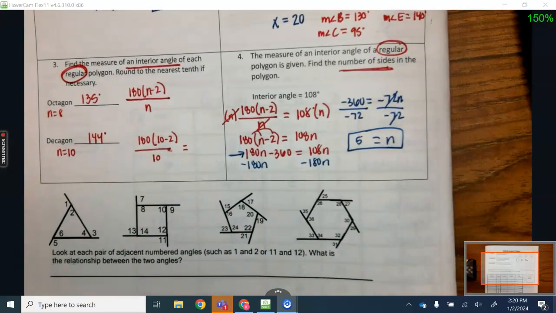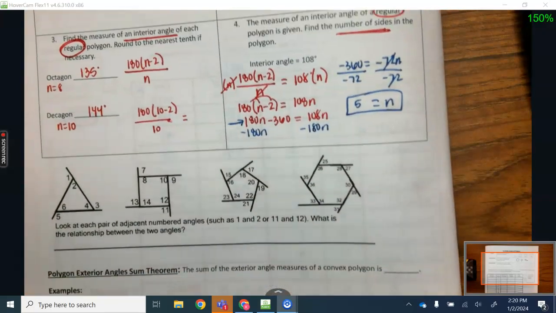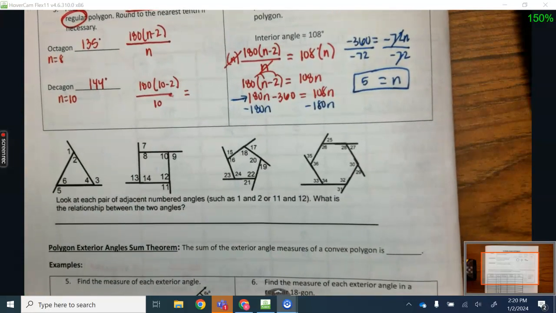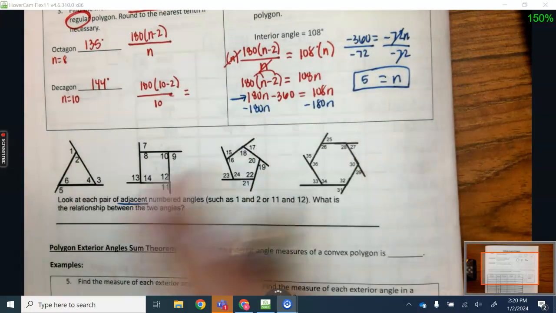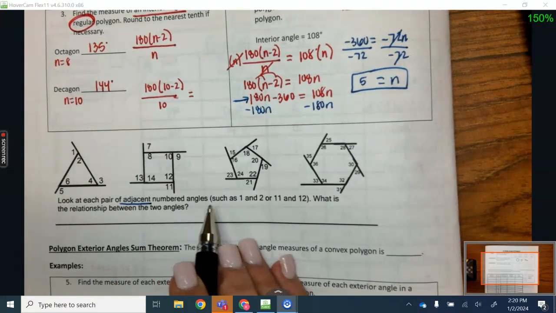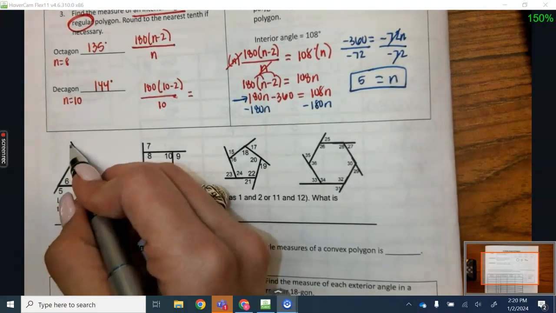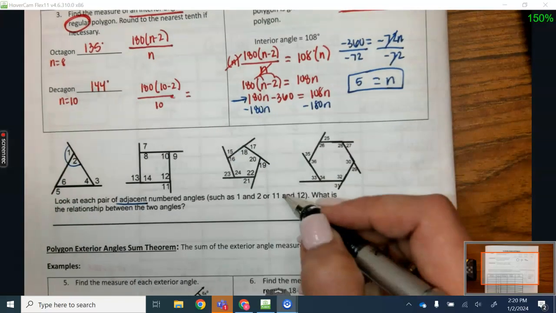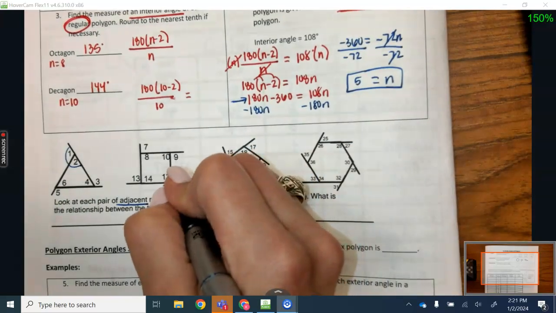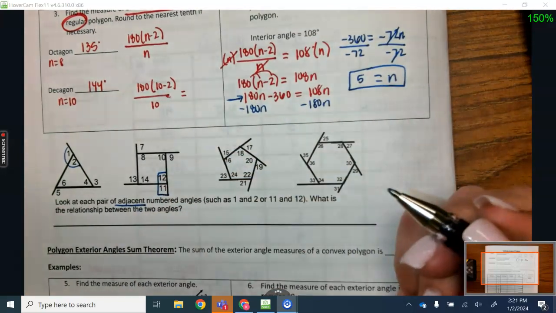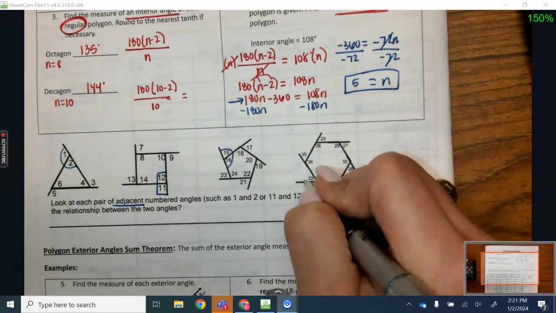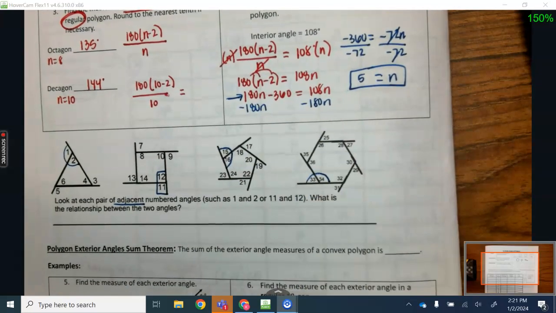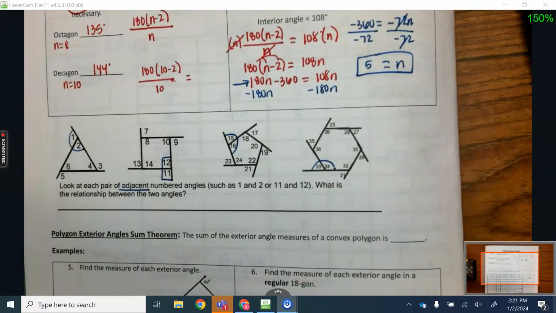Okay, so now let's look at these figures below. It says, look at each pair of adjacent, remember adjacent means next to each other, adjacent numbered angles, such as 1 and 2, right? 1 and 2, or 11 and 12. Or it could even be like 15 and 16. Two angles that are next to each other, 33 and 34. What is the relationship between the two angles?